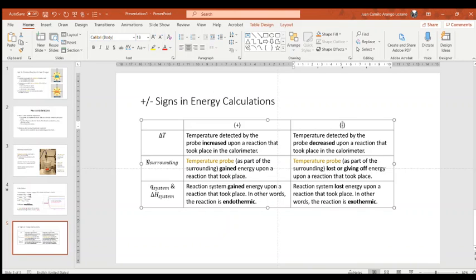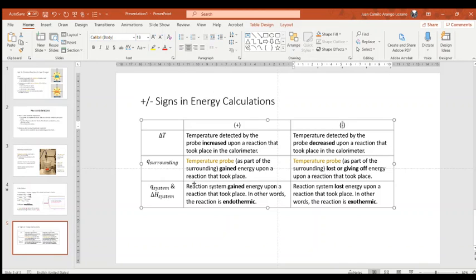Regarding the winning or losing of energy for the surroundings, well, the same in this case. If the temperature probe, which is going to be part of the surroundings, is gaining energy, that means that in the end, your K is going to have a positive sign. Conversely, if you are losing energy, or your temperature probe is telling you that you are passing from a higher temperature to a lower temperature, that is also going to affect the K surroundings by giving you in the end a negative sign.